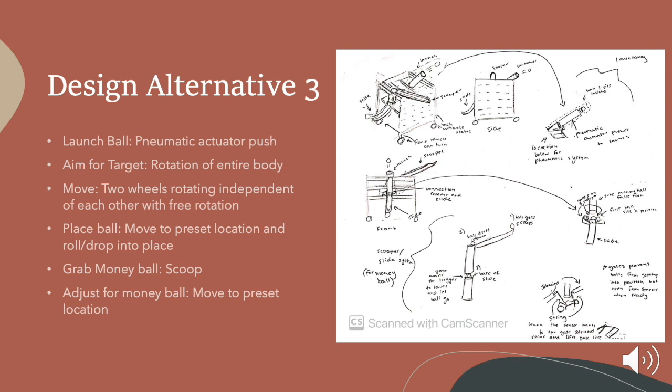For design alternative 3, it uses a scooper and slide to get the money ball and then drop the money ball and basketballs into the actual basketball container. And then it uses a pneumatic actuator push, not an air push, to get the archery balls into the archery cups. This also has a movement system to go close to the basketballs and drop the balls inside.